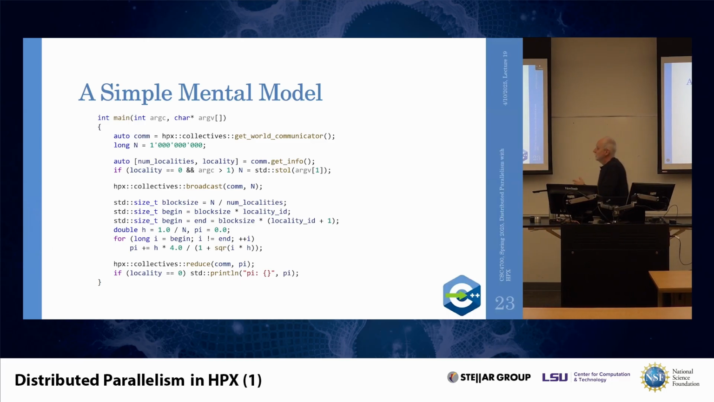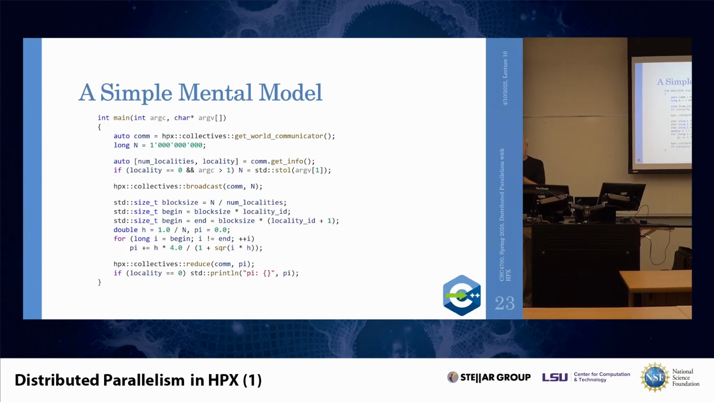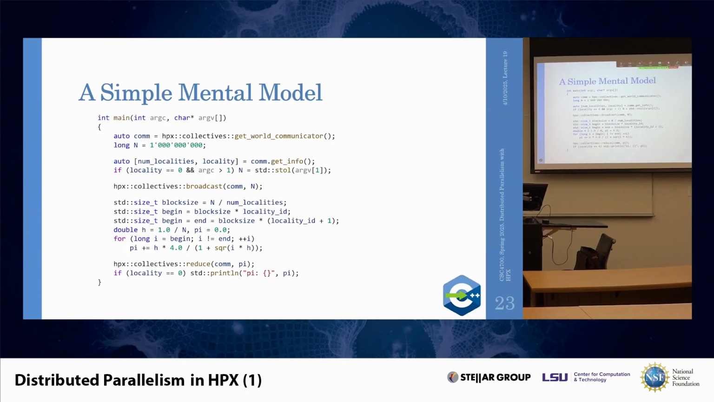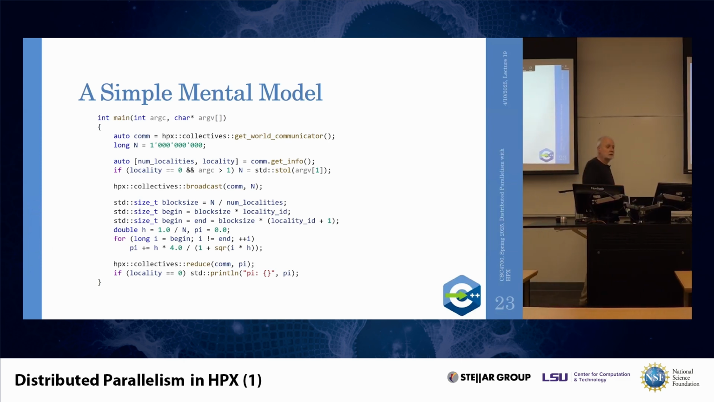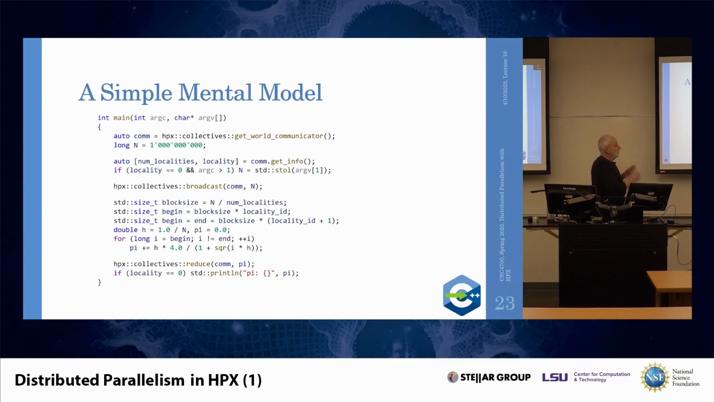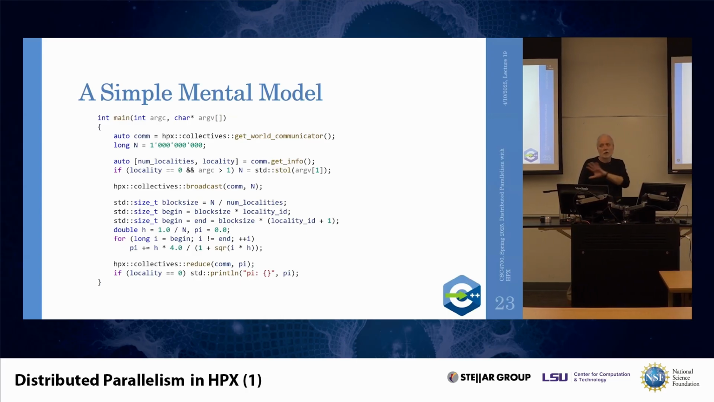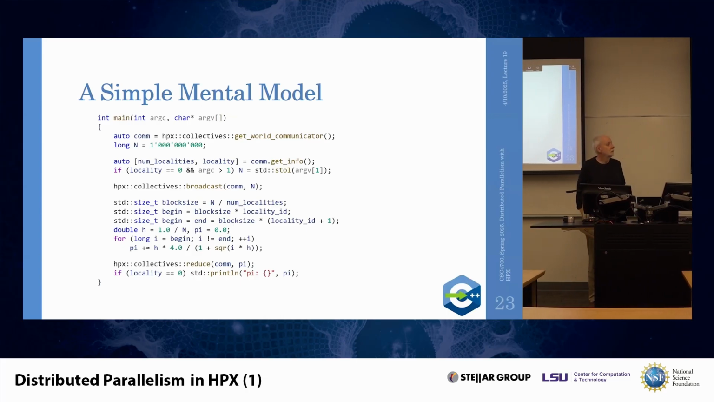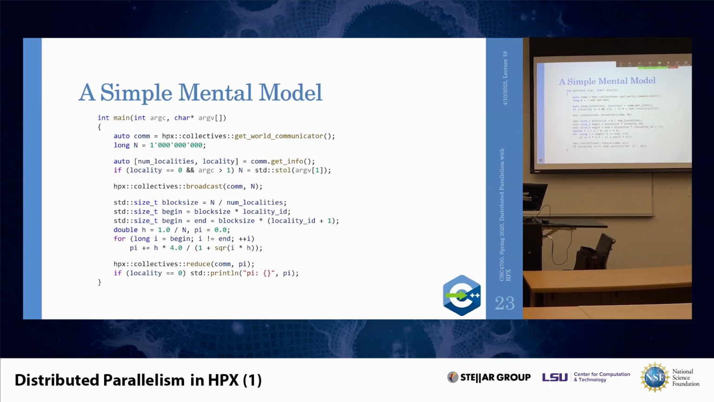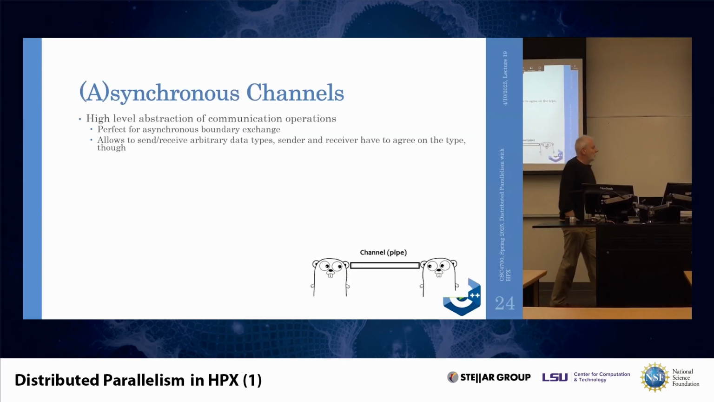And as I said, you can define your own communicators where you say only this and this locality is part of it, and then do the same broadcast operation, but in that case, only these three localities will participate in it. But in the general case, I think most of the time you will probably use everybody. You will not partition your application into different communication regions and things like that. But it's possible if you want to.